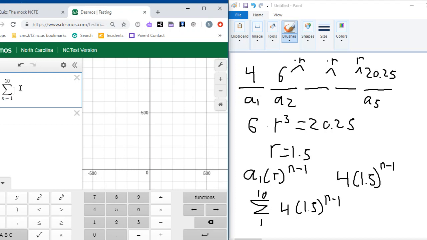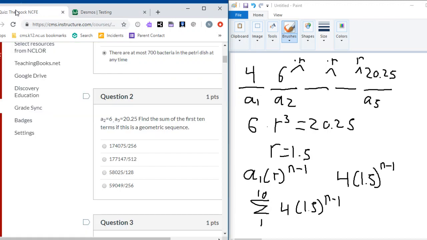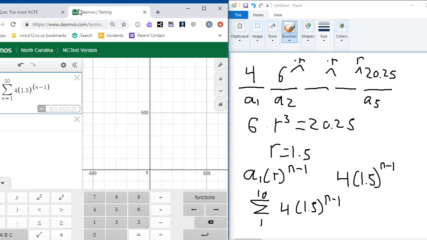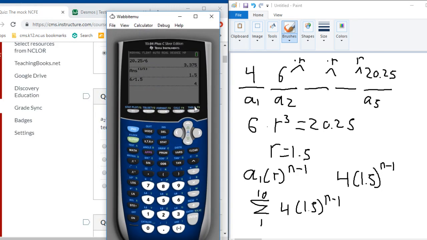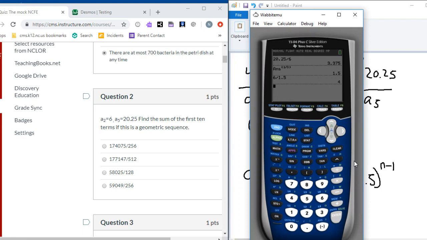And my formula is 4 times 1.5 to the n minus 1 power. Put n minus 1 in parentheses. It gives me 453.3203, and it might not look like a correct answer, but all I have to do is evaluate my different answer choices. So which one is 453?